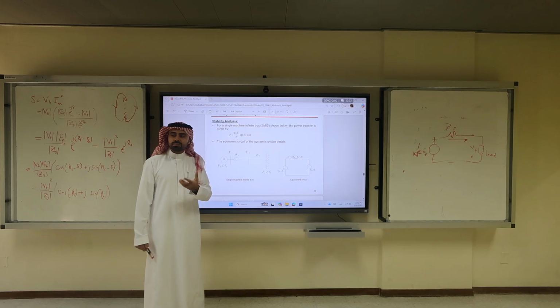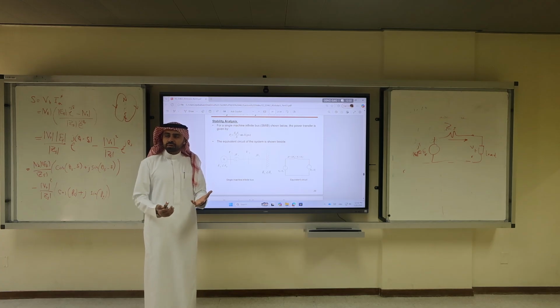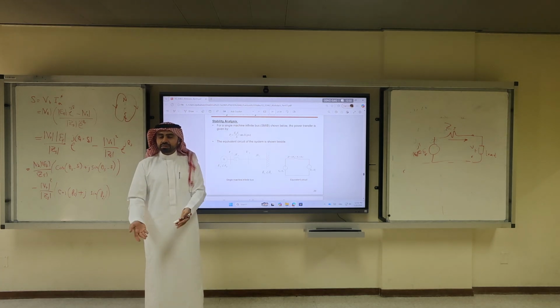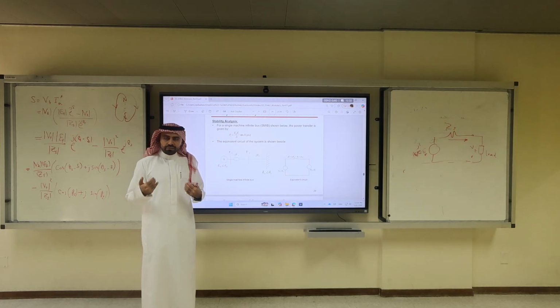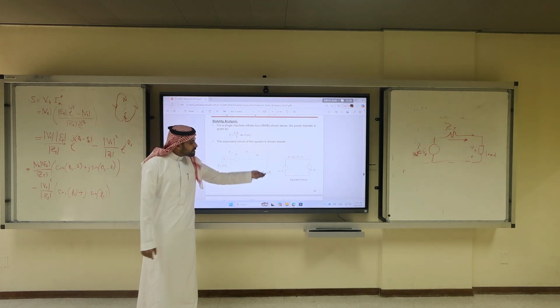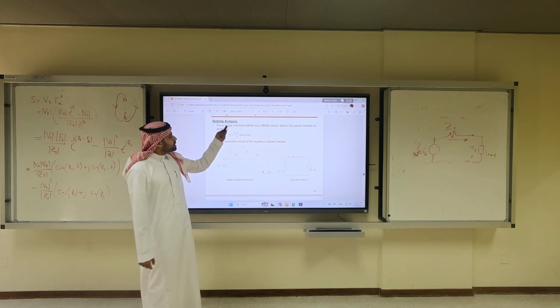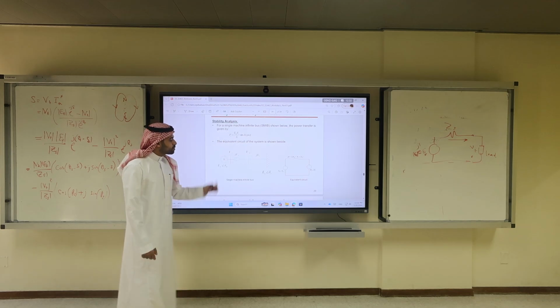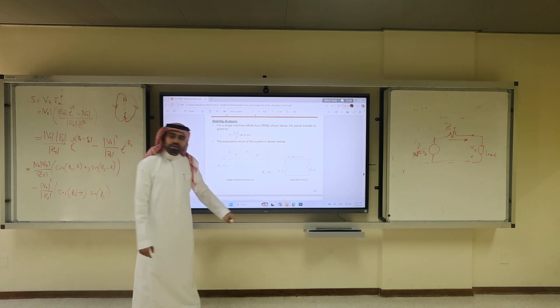The term infinite bus is the pool of the grid. It means if you give it, it doesn't care. If you leave out of it, it doesn't care. It will maintain a constant voltage, E of S at delta of S. This is what we call single machine infinite bus. You connect a single machine to an infinite bus.